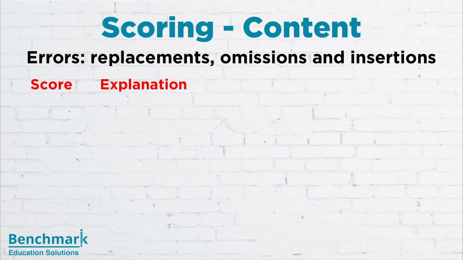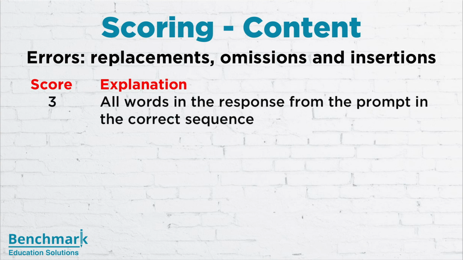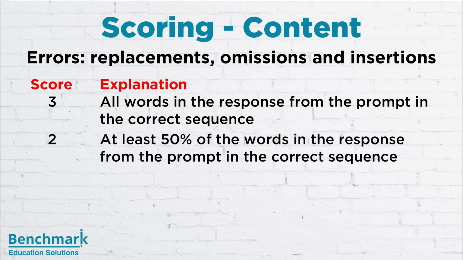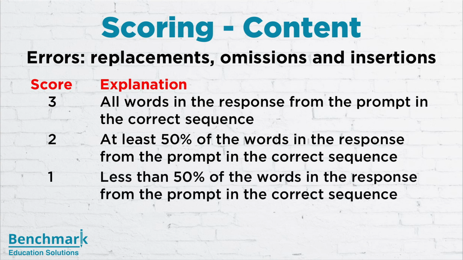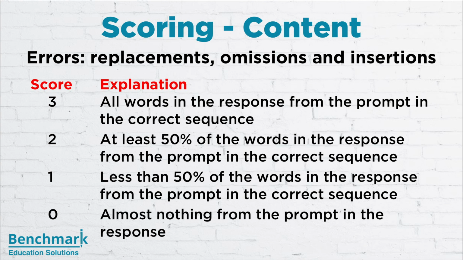Let's take a look first at this table that clearly shows what each score means. Here you'll see that in order to get the highest score of 3, you need to say each and every word in the correct order. You can't make any mistakes if you want to earn all 3 points. If you get at least half of the words in the correct sequence, you would earn 2 points. If you say fewer than half of the words correctly, you get 1 point. And if you say almost nothing from the sentence in your answer, you wouldn't get any points.